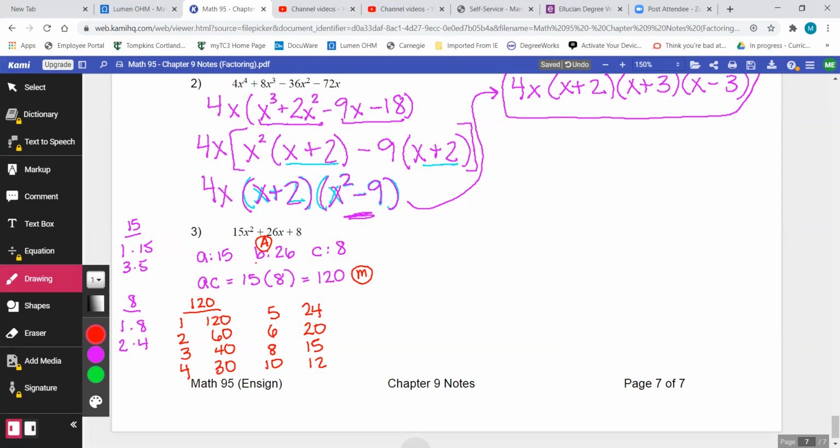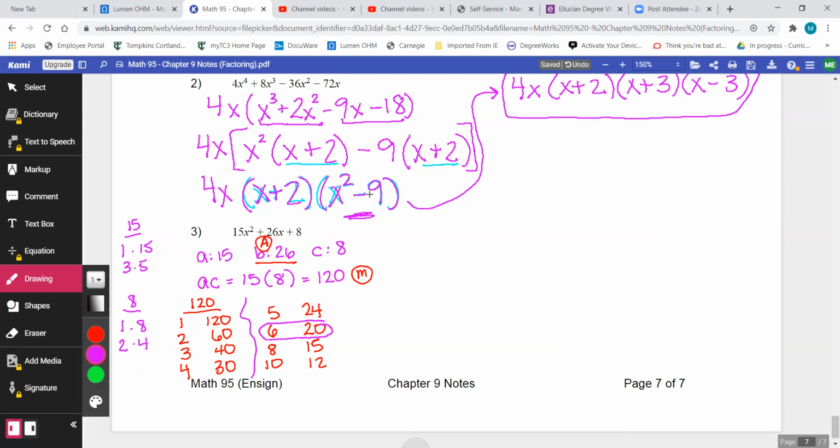Now we want a set of numbers that also adds up to 26. So for example, 1 and 120 would add up to 121, right? These would add up to 62. These would add up to 43. We can see that this is our pair of numbers that adds up to 26. Now, remember, these do not go into the binomials, into the parentheses for a harder trinomial.